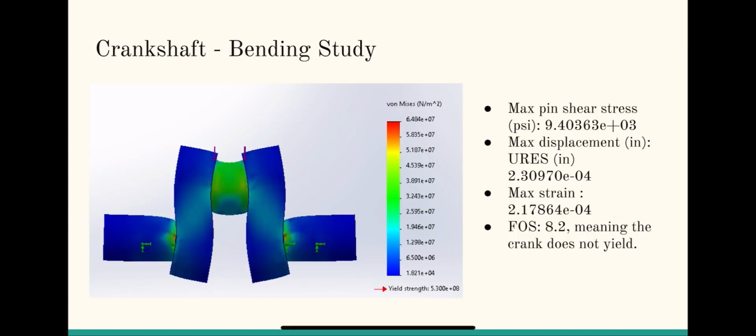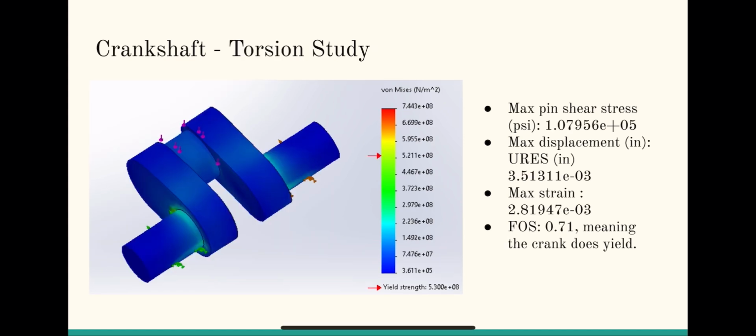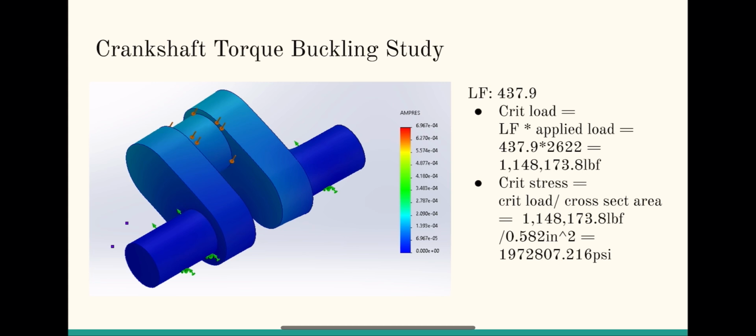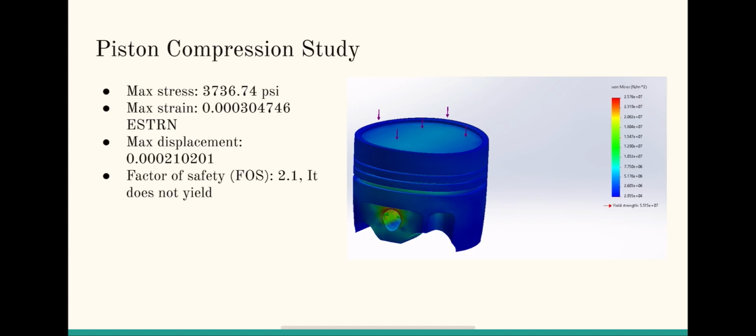For the crankshaft bending study, using the static study settings shown earlier, we got the max pin shear stress, displacement, and strain shown, and a factor of safety of 8.2, meaning that the crank does not yield. For the torsion study of the crankshaft, we got the stress, displacement, and strain shown, but a factor of safety of 0.71, meaning the crank does yield in this scenario. Therefore, a buckling study had to be done, where it was found that the loading factor was 437.9, the critical stress and critical load were determined and shown.